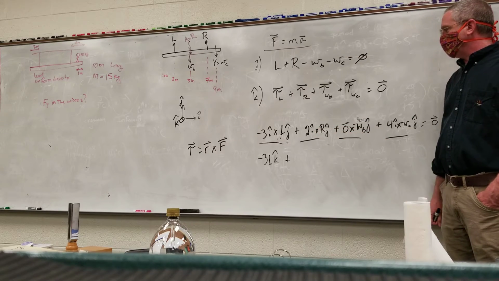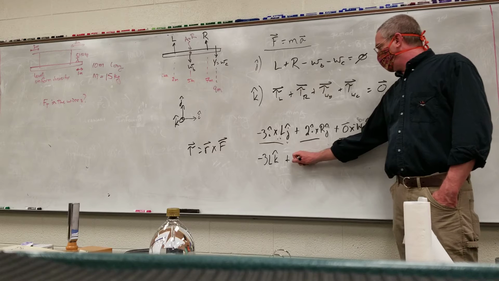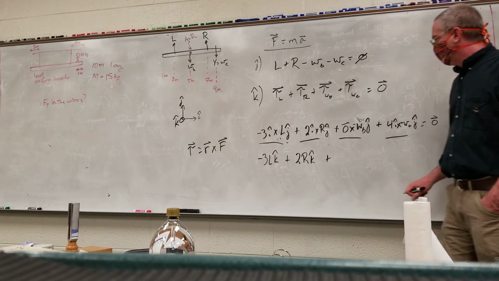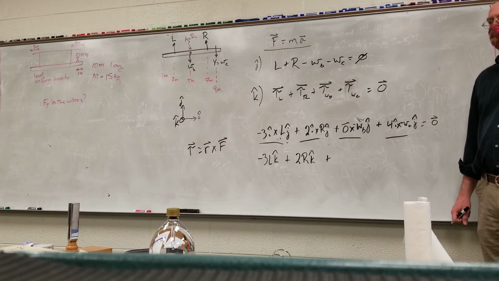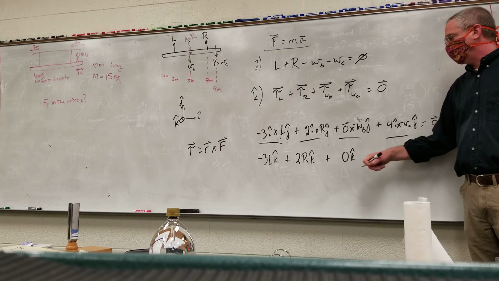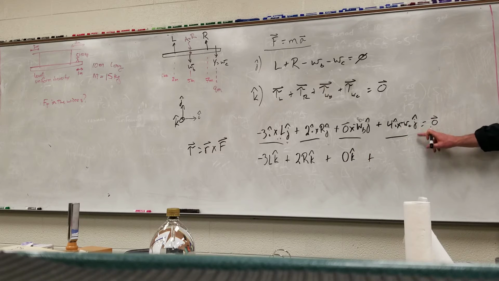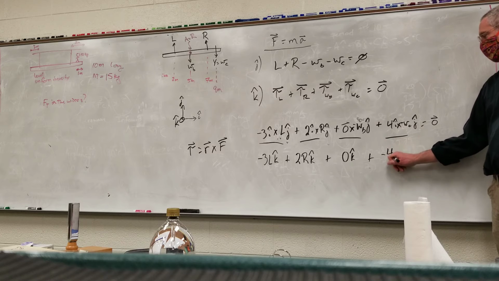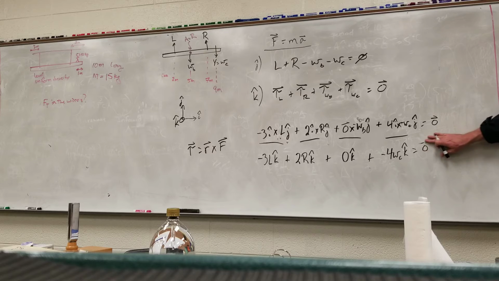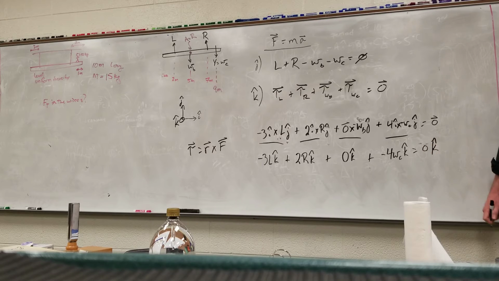we have I cross J, which we've already established as K hat. So this becomes plus 2 R K hat, plus 0 cross WB, or K hat. And then I cross J, we just established as K, so this becomes negative 4 WC K hat is equal to 0. Why not K hat? I have K hat in everything right here. In order for this to work, all the K hat terms on the left have to equal the ones on the right.